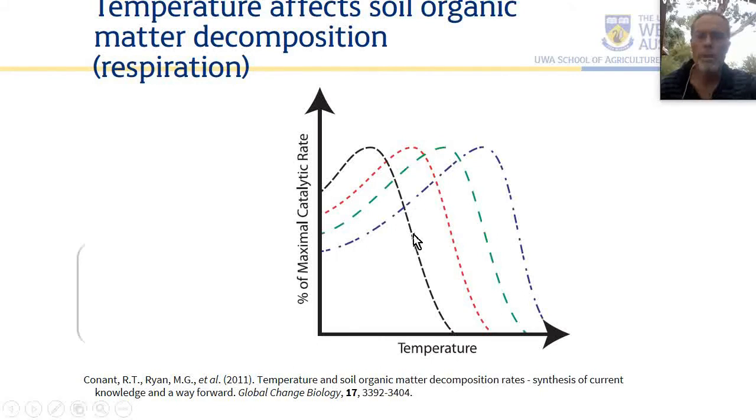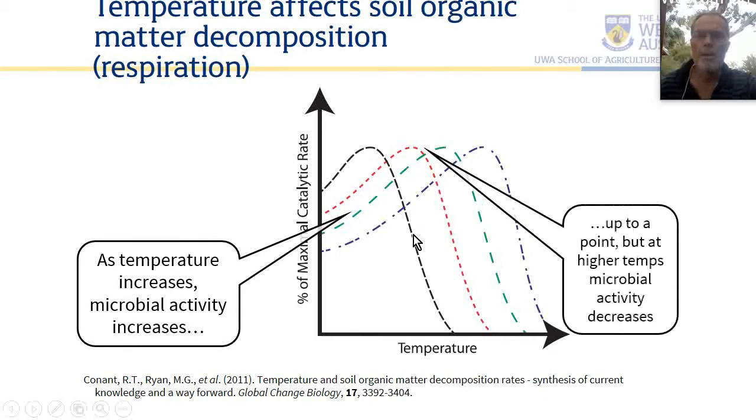All right, so what we see here is that as temperature increases, microbial activity increases, but only up to a point, because at some critical point it's going to get too hot for microorganisms to function, and therefore microbial activity decreases again. So there's a sweet spot, if you like, an ideal temperature for microbial activity, measured in this case, they're calling it the maximal catalytic rate, let's say the rate of respiration.